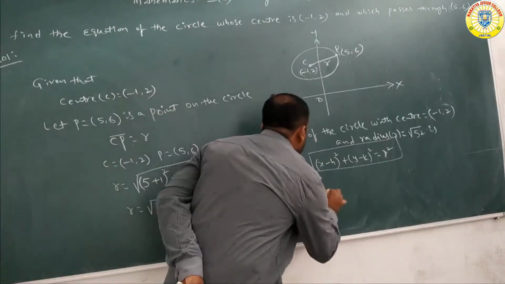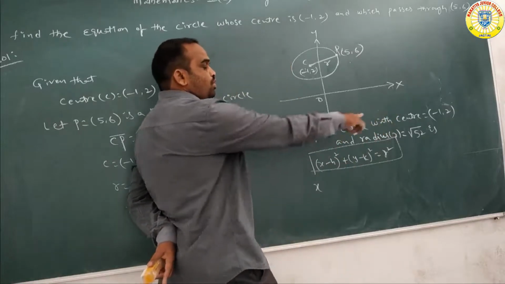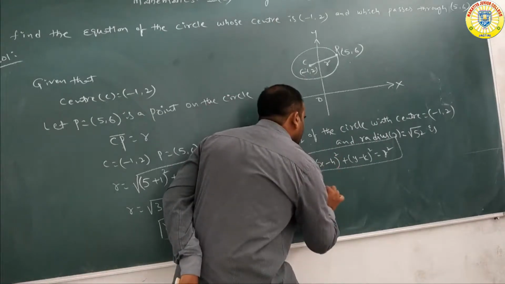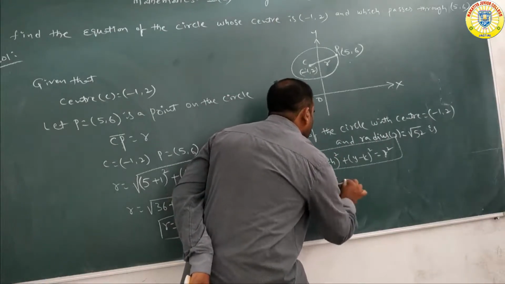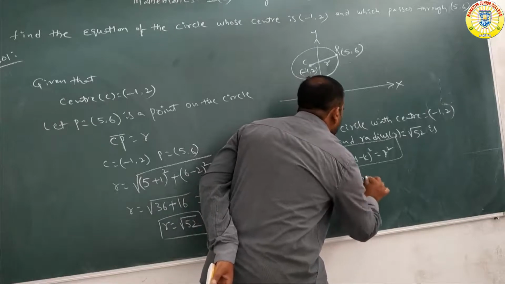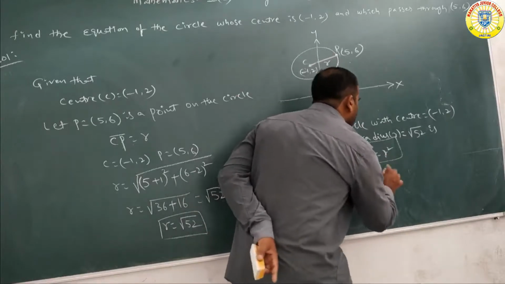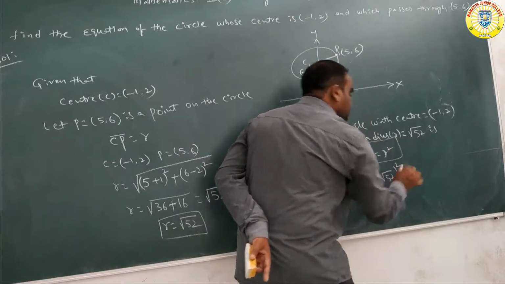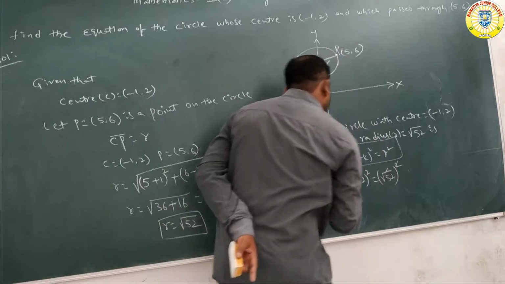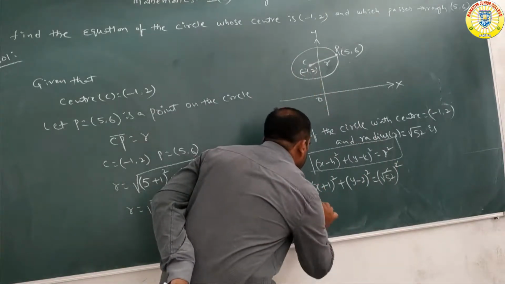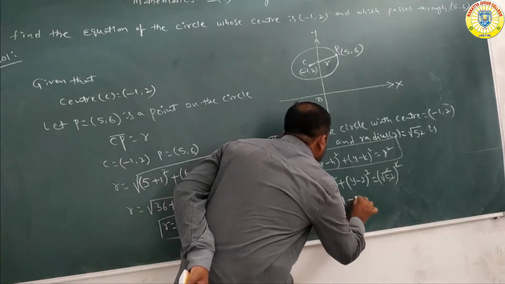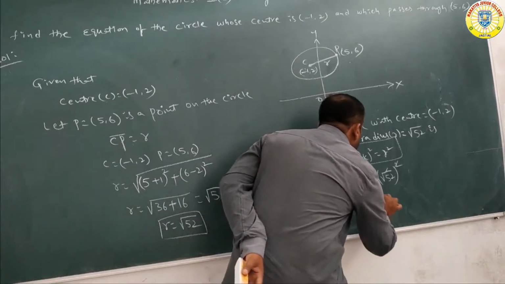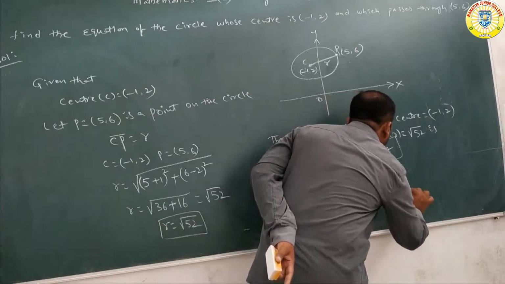Here (h, k) is (-1, 2). So x minus h is x minus (-1), that is (x plus 1) whole square, plus (y minus 2) whole square is equal to r square. R is equal to root 52, and the root of 52 whole square, the square root cancels. (x plus 1) whole square is nothing but x square plus 2x plus 1, plus y square, using (a minus b) whole square, minus 4y plus 4 is equal to 52.